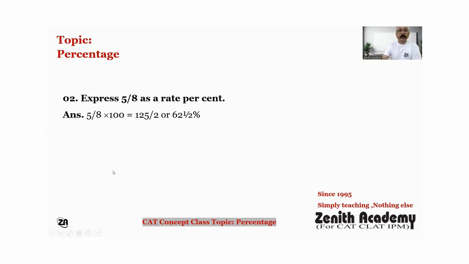Now see the next. Express 5 by 8 as a percentage. So 5 by 8 as a percentage, you can say it's 5 by 8 into 100%. So this is 5 by 8 into 100. And now simplifying it, it is equal to 62.5%.